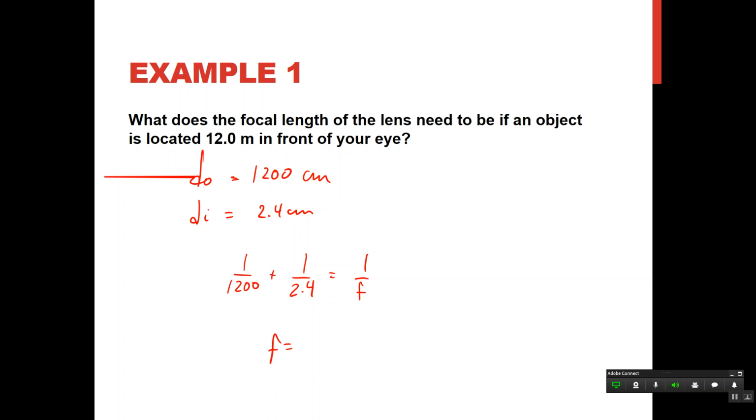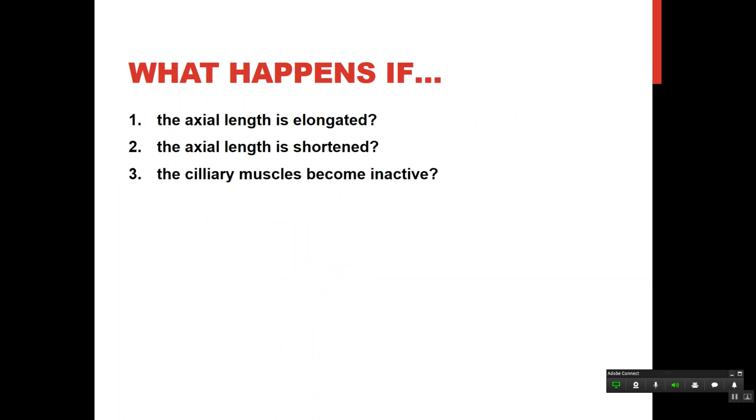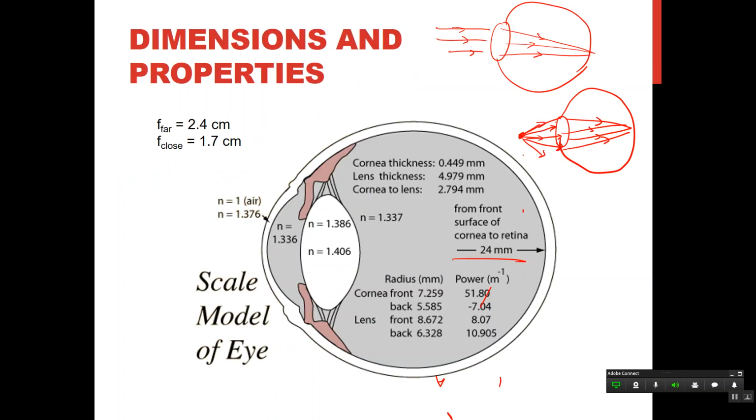And if I go back here, I said that when I look at something far, my focal length is at approximately 2.4. As I'm looking at something further and further away, and you guys should know this based on your lens lab that's due in a couple of days, the image is going to be formed closer and closer to the focal point.